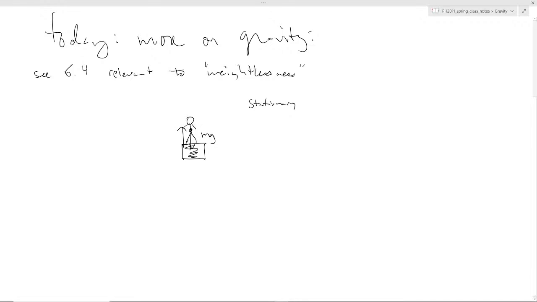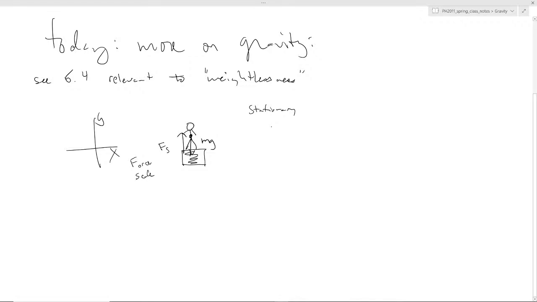We've been accustomed to calling this the normal force, but I'm going to call it Fs, for force scale. I'm calling it that just to explicitly make the connection that the scale is going to read the force that it's going to push back on you with. Okay? And we'll have some coordinate system. This is a one-dimensional situation in the y direction. So when we sum the forces in y, what are we going to have? Well, we'll have the force that the scale reads.